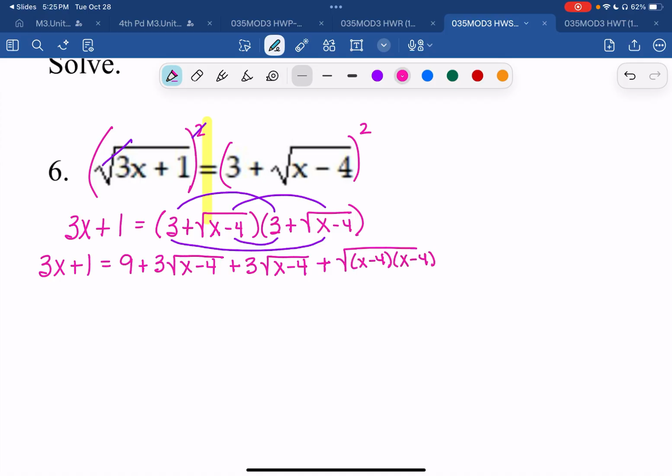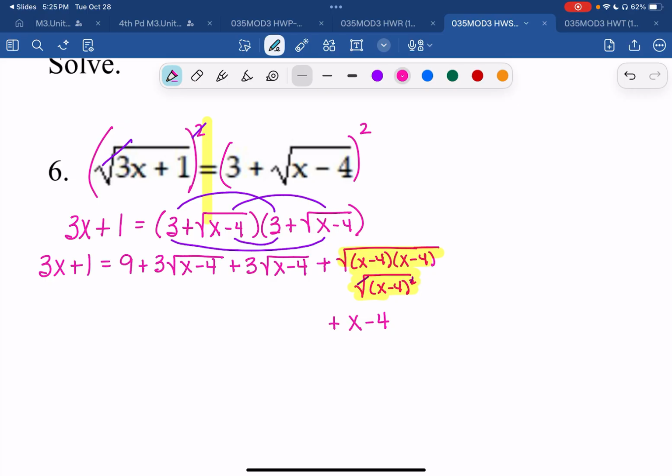So let's think about that for a minute. X minus 4 times x minus 4. Well, that's the same thing as saying x minus 4 squared. Well, a square root and a square are going to cancel each other out. So really, this is the same thing as just saying x minus 4. So all of this just becomes x minus 4.